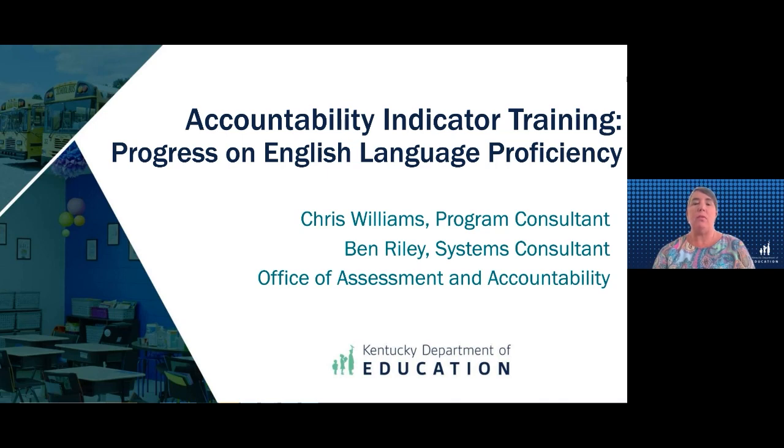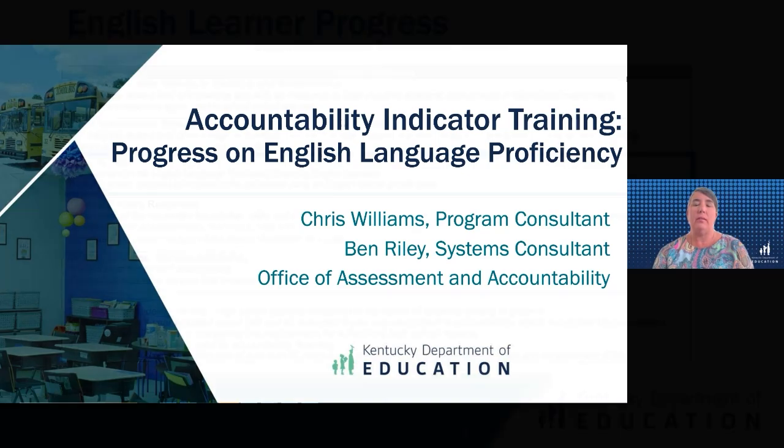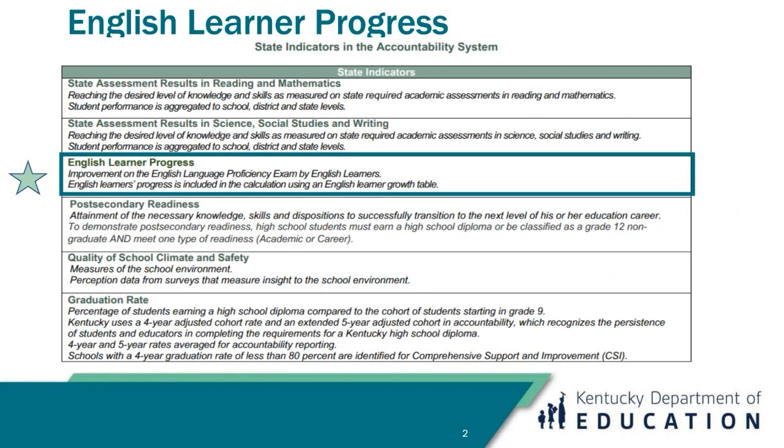And today we're going to bring you the presentation on accountability indicator training for progress on English language proficiency. With English learner progress, it is one of our state indicators in the accountability system. And so that's the one we're going to be discussing today. It is based off of the ACCESS assessment. This progress is included in the calculation using an English learner growth table that we're going to be looking at. And then I'll be giving you some examples too of what that's going to look like.